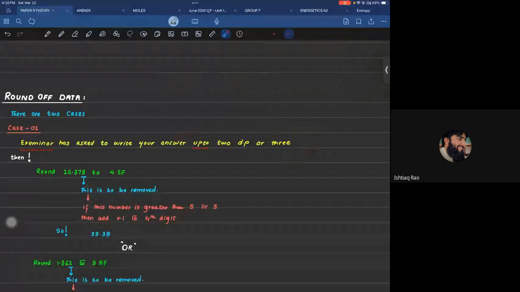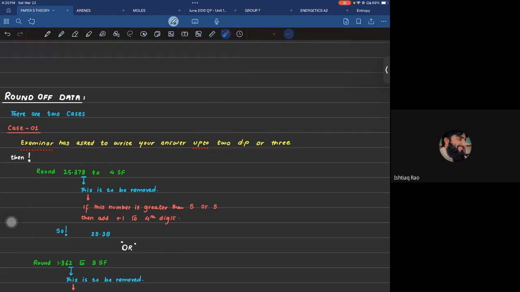Then what you have to do: convert 25.378 to 4 significant figures. How many does it have right now? 1, 2, 3, 4, 5. Right now it has 5 significant figures. We have to convert this into 4 significant figures, so this digit is to be removed from there.